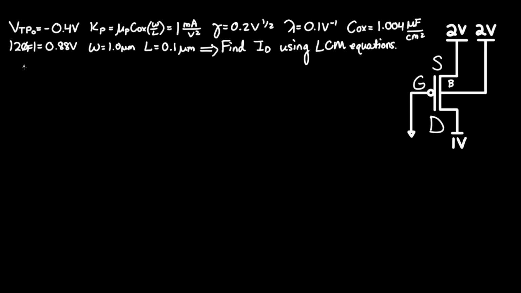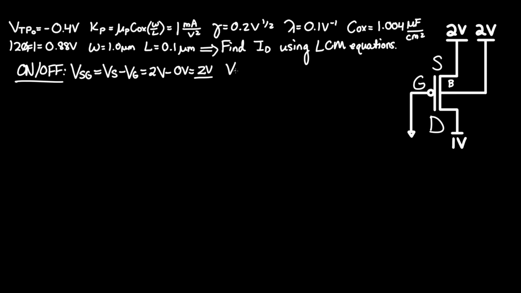So let's start off by seeing whether or not the device is on or off. We know it's on if VSG is greater than negative VTP. And VTP is not the same thing as VTP0. So VSG equals VS minus VG. And VS is 2 volts as seen by this node here. 2 volts minus VG, which is ground or 0 volts. So the difference between these two is 2 volts.